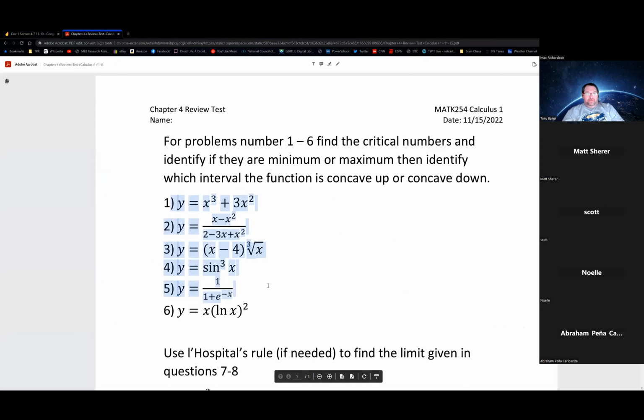So practice those 6 problems, finding both of them. And like I said, each one's only going to have one thing that you're going to find. So there'll probably be 3 of them where you find concavity and 3 where you find the mins and maxes.